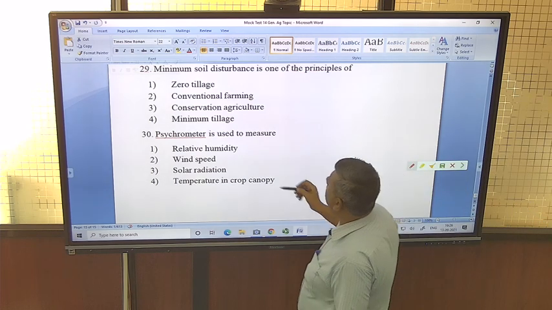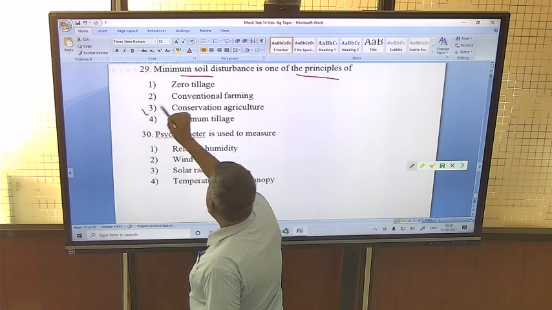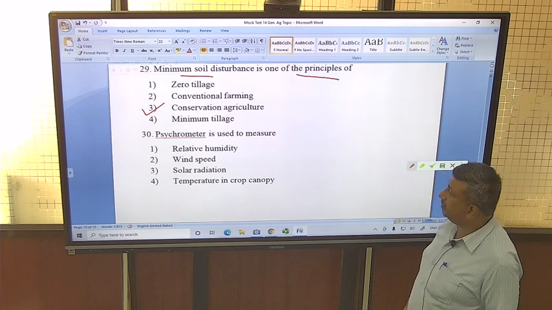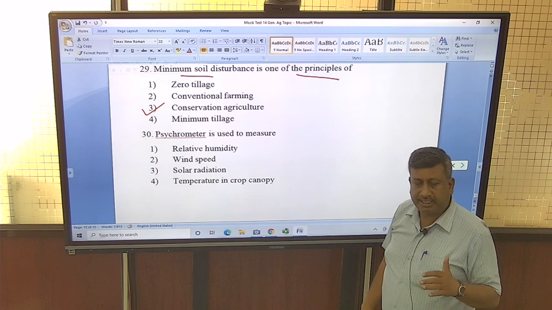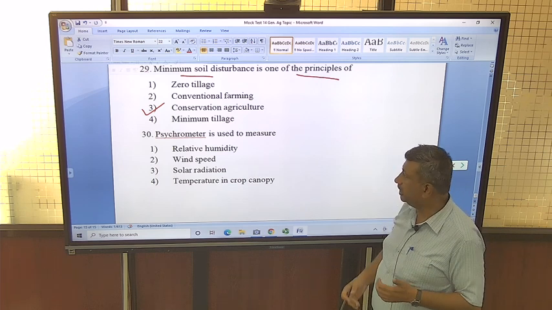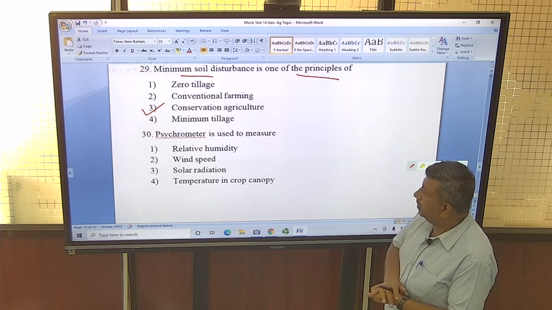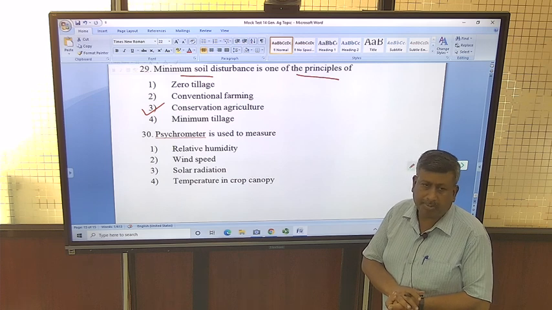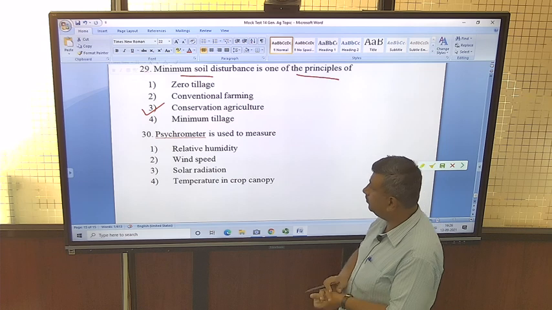Minimum soil disturbance is the principle of conservation agriculture. There are three principles of conservation agriculture: minimum soil disturbance, crop residue retention and crop diversification. This is the important principle of conservation agriculture, minimum soil disturbance. That is why zero tillage and reduced tillage operations are adopted in conservation agriculture.